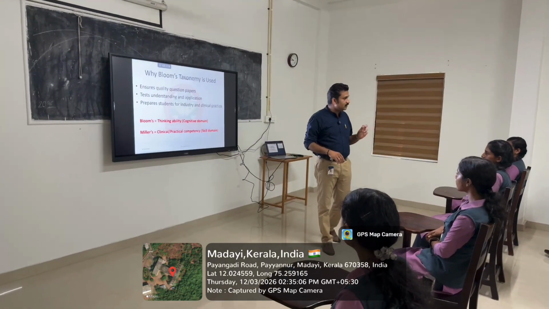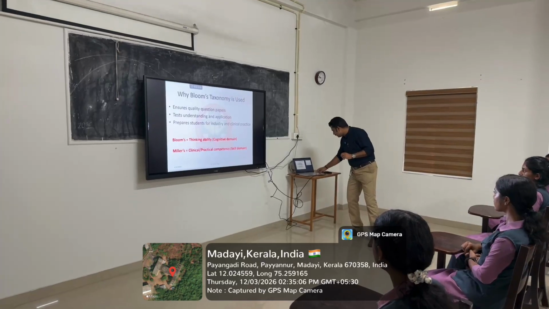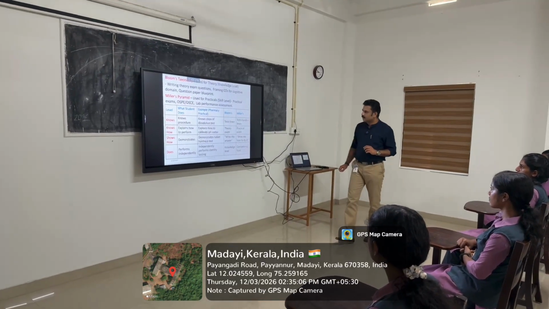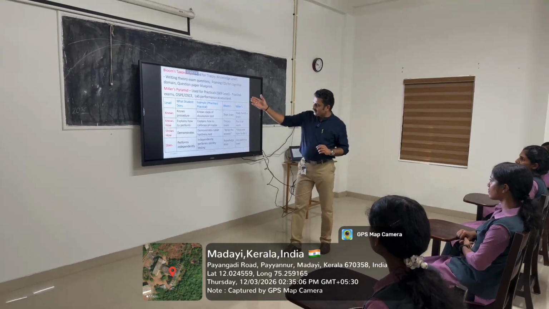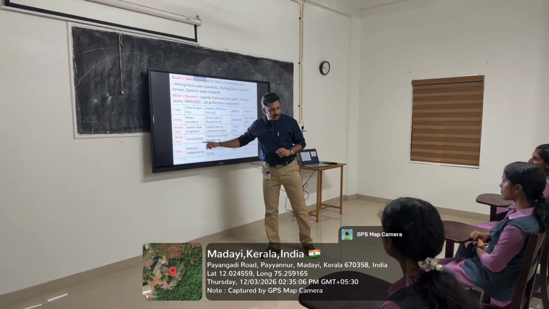For that, we will be using the Miller's pyramid. That we can explain with a simple tabular column. In Miller's also you have different levels like knows, knows how, shows how, does.